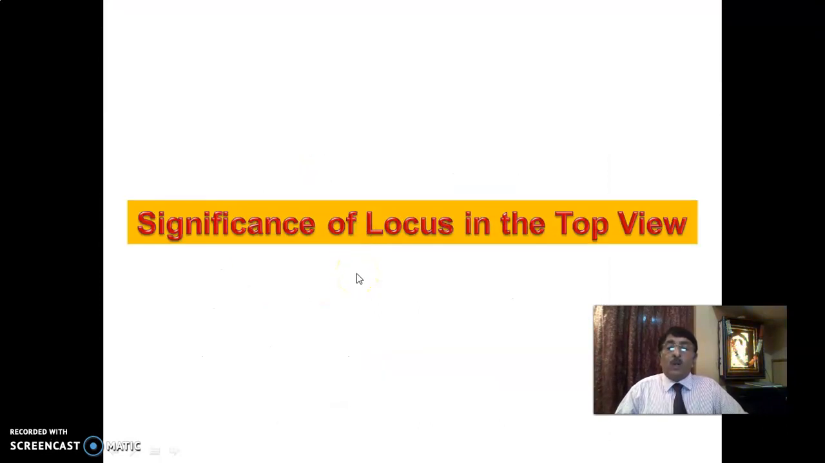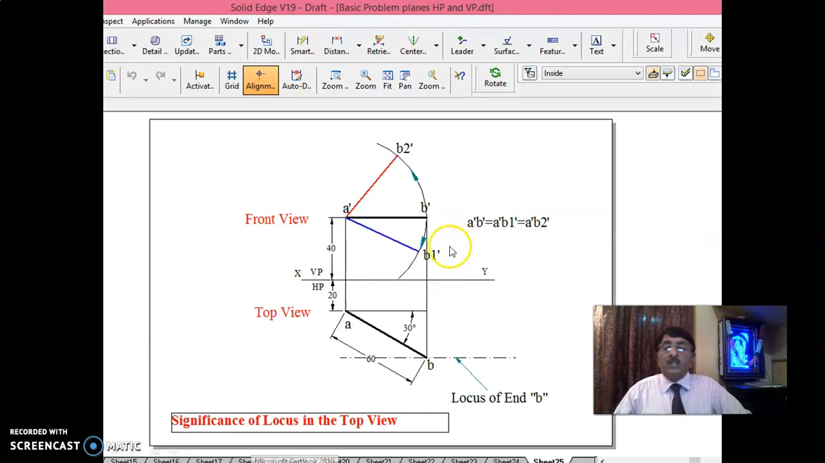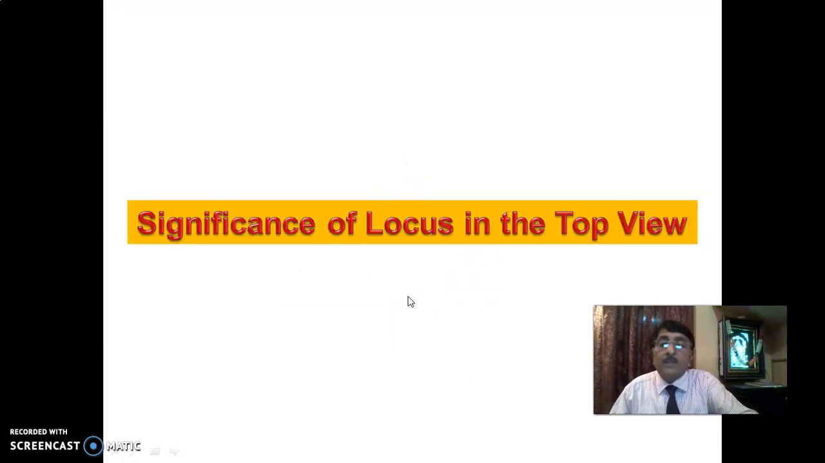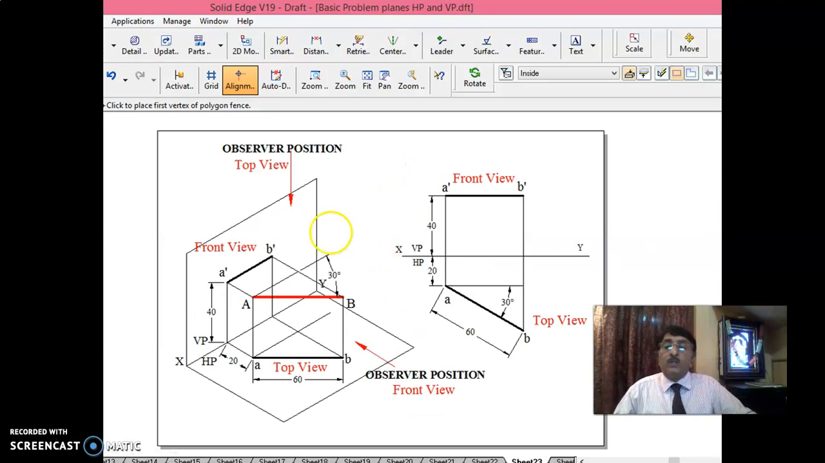significance of the locus in the top view. Significance of the locus in the top view means, you see here. I have told you the line is inclined at 30 degrees to VP. When a line is inclined at 30 degrees to VP, this is the line AB. AB is the line in the space. Okay, it is 40 mm above HP and one end is 20 mm in front of VP.